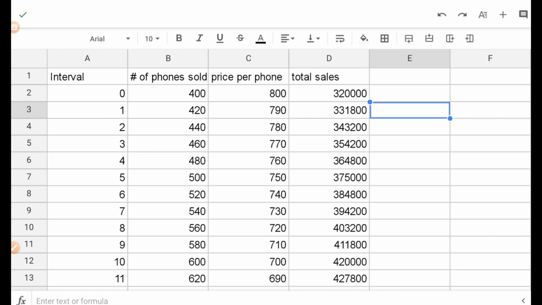But now this should lead you to a question. What is the best price that we should sell the phone for to make the most amount of money? A lot of our problems break down to this. What should we charge for this phone in order to get the most money out of this phone?